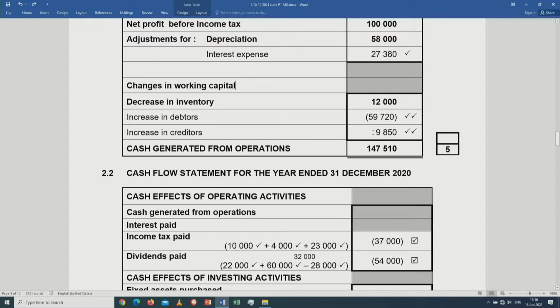Increase in creditors 9,850. Learners might show calculations, but the final answers must be as they are there, because those two are accuracy marks, colleagues. So if 59,720 is there but positive, not in brackets, we don't award 2 marks. 9,850, if it's in bracket by mistake, no 2 marks. So make sure that when we teach our learners, they need to understand a principle of inflows and outflows. So these figures, they are 2 accuracy marks.